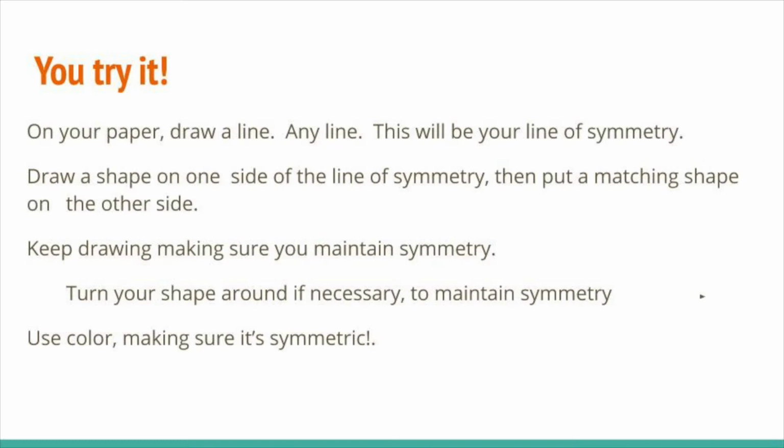Now you try it. On your paper, draw a line. Any line. This will be your line of symmetry. Draw a shape on one side of the line, and then draw a matching shape on the other side. Keep drawing, making sure you maintain symmetry on both sides of the line. Use color if you'd like to, but make sure your color is also symmetric.